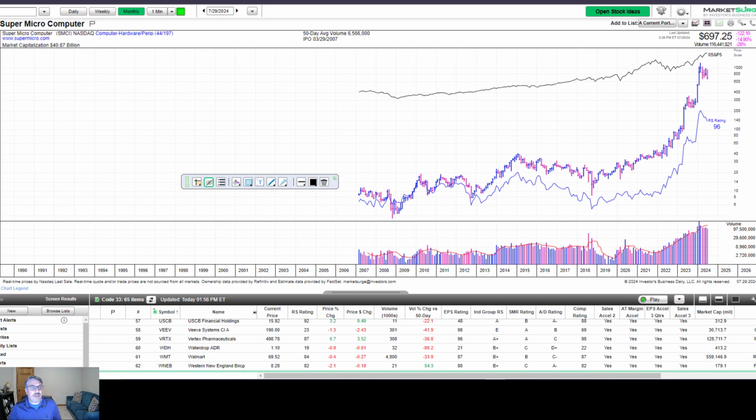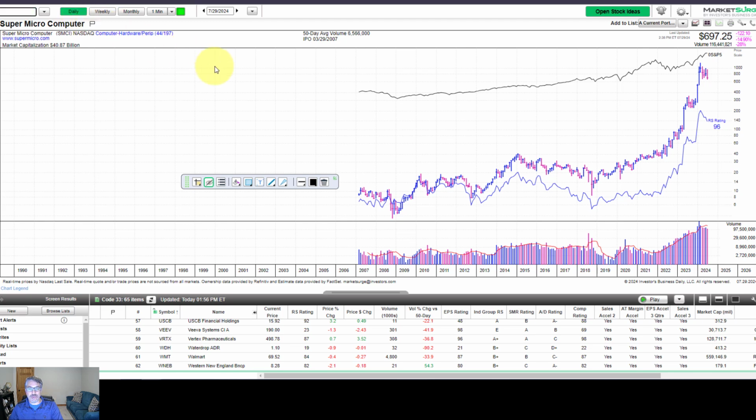So here, let me show you a quick example. Here is Super Micro Computer, SMCI, one of the greatest stocks of the last few years. Look at this spectacular cup with handle breakout. In fact, let's save this as an example of a good cup with handle. This is the monthly chart.